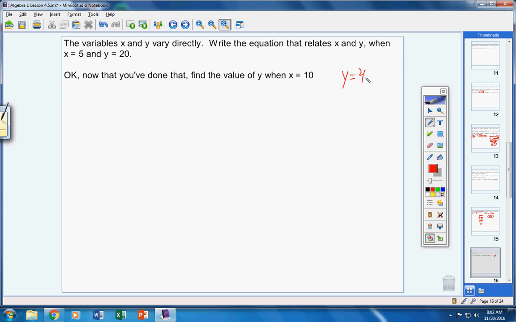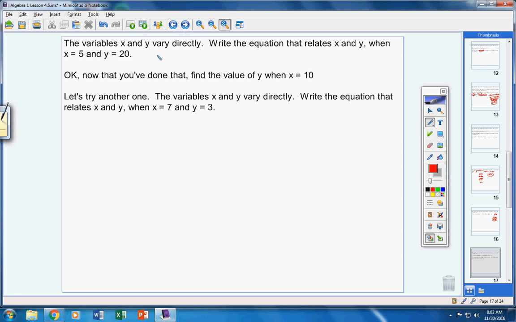Y equals 4x. Now look what I want you to do. Now that you've done that, find y when x is 10. Okay, no problem. In other words, where x is, put 10 in. So y equals 4 times 10. So when x equals 10, y equals what? 40. Finished. Piece of cake. Moving on. Okay.